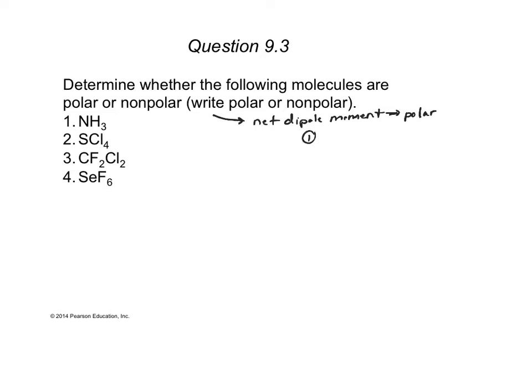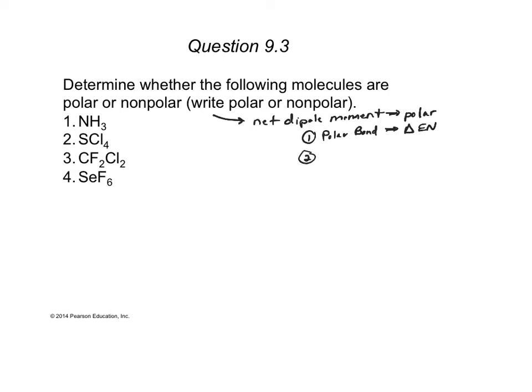If a molecule is going to be polar, number one, we have to have polar bonds, right? And so we utilize differences in electronegativity to determine whether or not we do actually possess polar bonds.